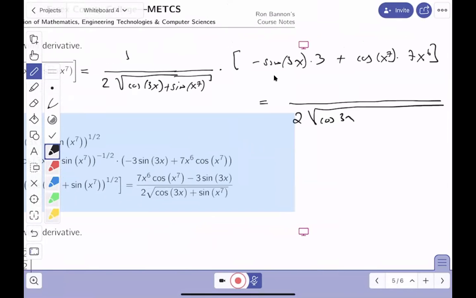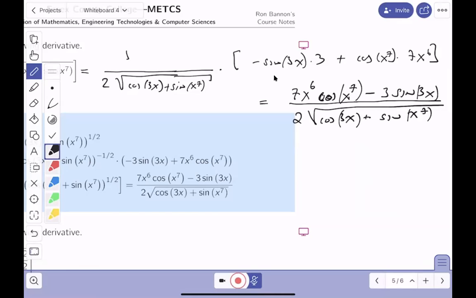Cosine 3x plus sine x^7. And what goes on top? I'd say 7x^6 cosine x^7 minus 3 sine 3x. If you like, you can put parentheses in these things over here, and some people prefer to do that.